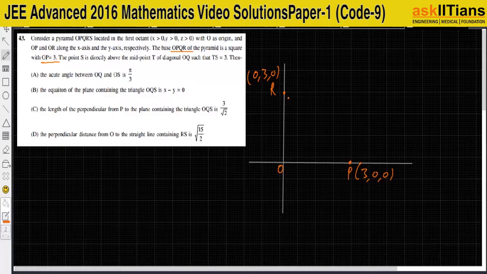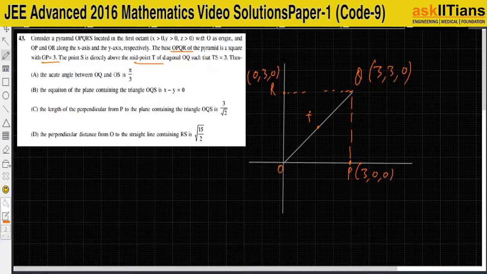So obviously point Q, OPQR is a square, right? So point Q will be this point, and this point is 3, 3, 0. Now it says that point S is directly above the midpoint T of diagonal OQ. So let me draw the diagonal OQ, and midpoint of this diagonal OQ is T. So point T is here.